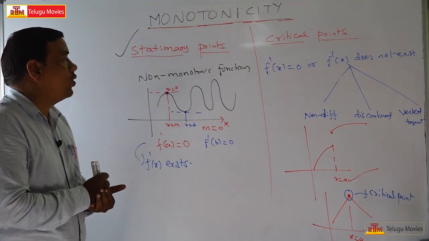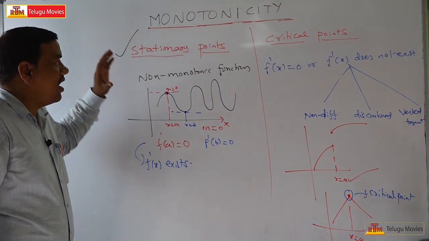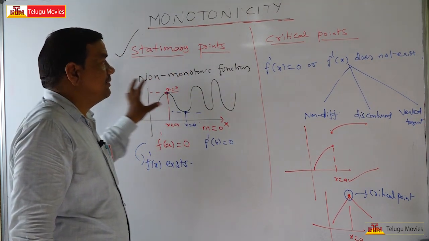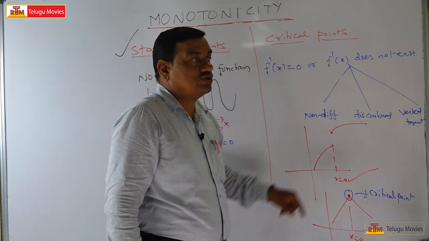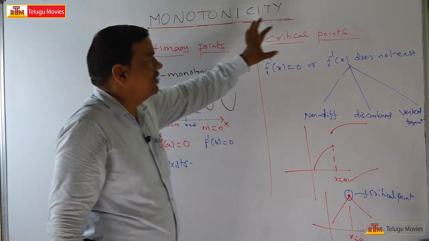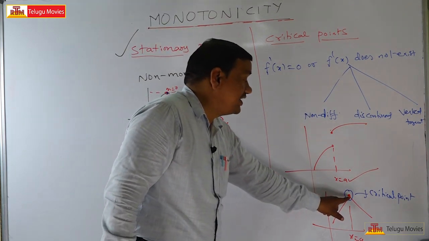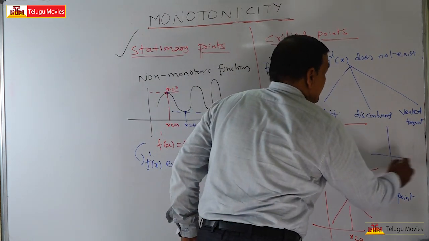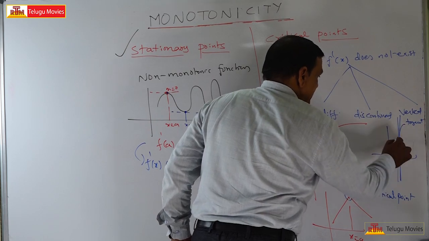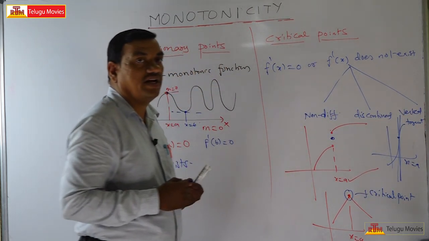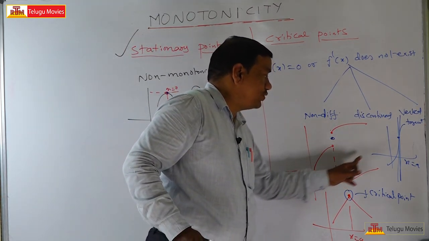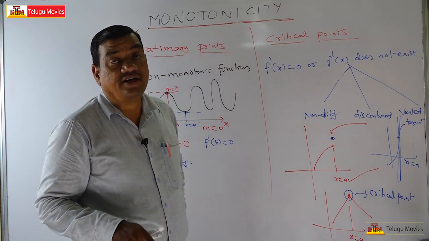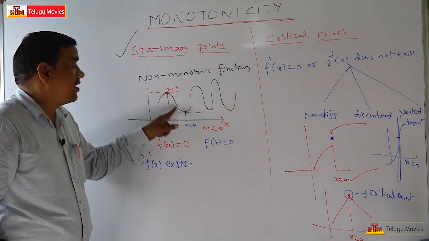From this we can say one thing. What is that? All stationary points are critical points. All stationary means f dash of x is equal to 0, and the definition of critical points also includes that. But all critical points are not stationary points. There are certain functions where you will get a vertical tangent at x is equal to a. They are all critical points, but not all are stationary points.